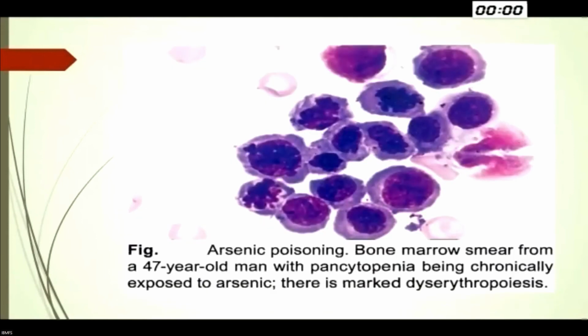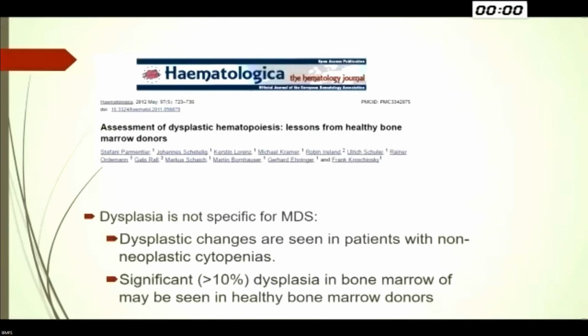This is another case of chronic arsenic poisoning because of occupational exposure. You can see that there is marked dyserythropoiesis, but the history of toxin exposure makes the diagnosis clear that it is not MDS. So what I want to say is dysplasia is not specific for MDS. Dysplastic changes can also be seen in patients with non-neoplastic or reactive cytopenias.